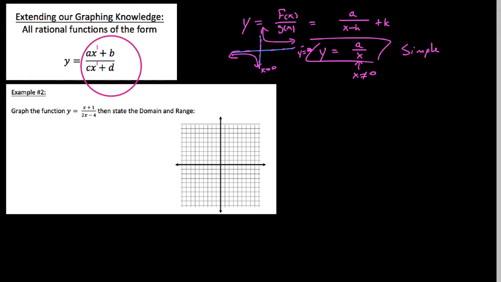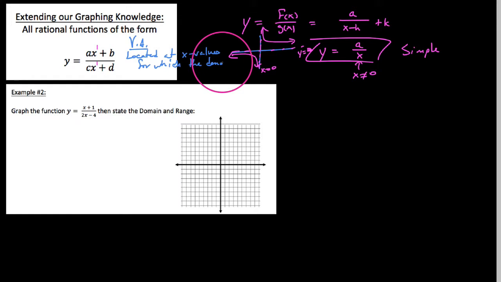When you have a linear over a linear, first things first, the vertical asymptote, which we're going to abbreviate VA, is located at x values for which the denominator equals 0. So we're going to look for vertical asymptotes by setting the bottom equal to 0 and solving for the x value that causes that to happen.